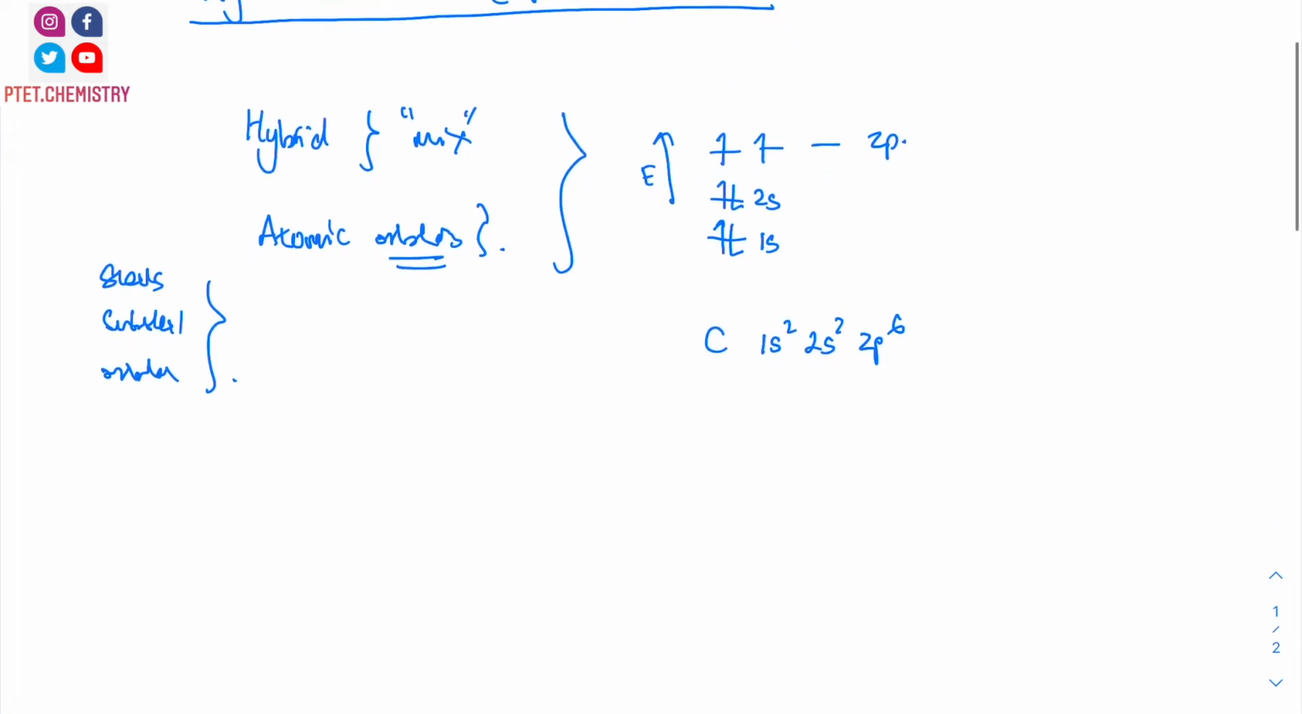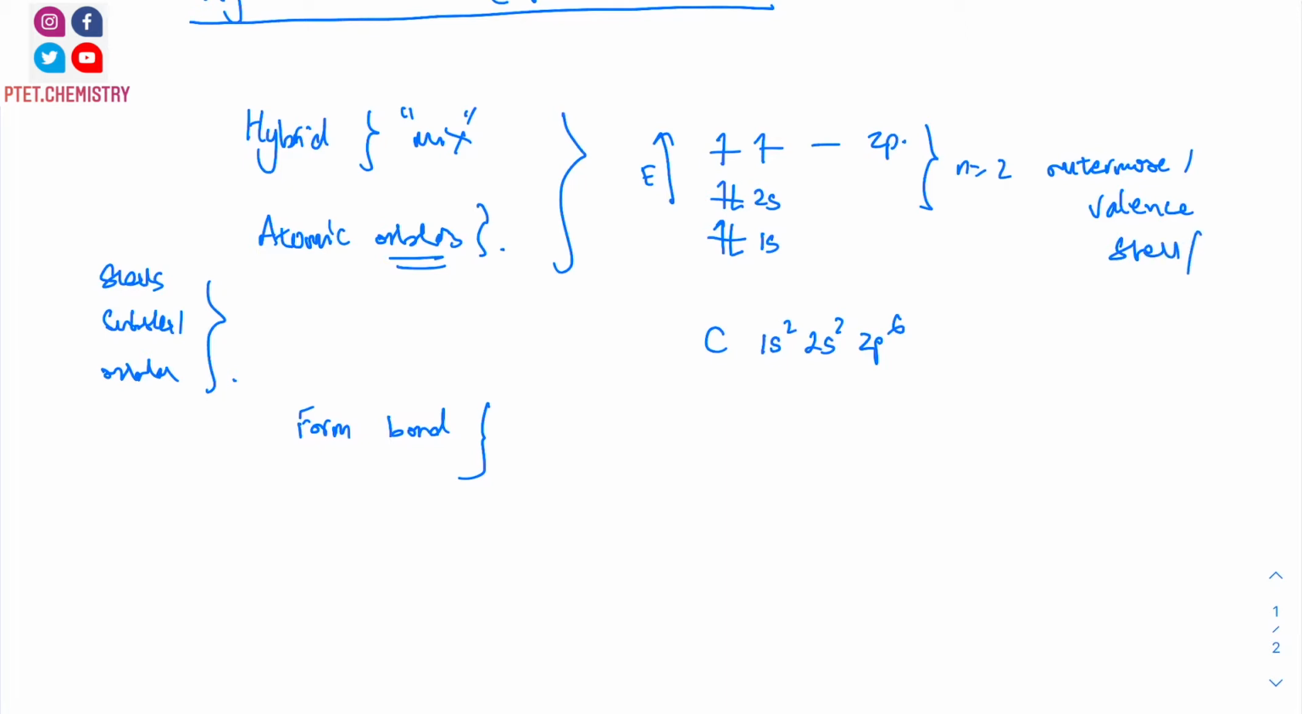When you form a bond, we are using the valence shell electrons. So these are n equal to 2. That is the outermost shell, what I normally call the valence shell. The electrons within are the valence electrons, or the outermost shell electrons. We talk about forming covalent bonds because we're going to share the electrons.